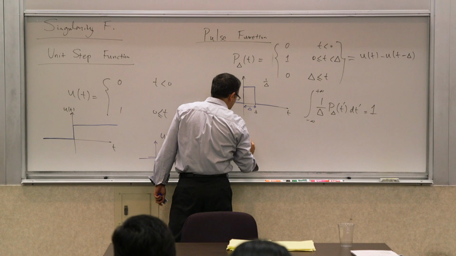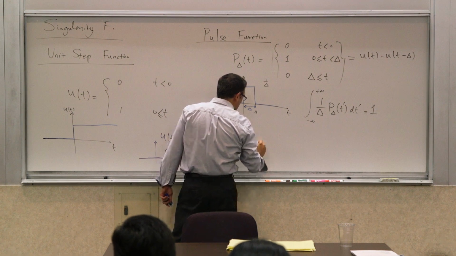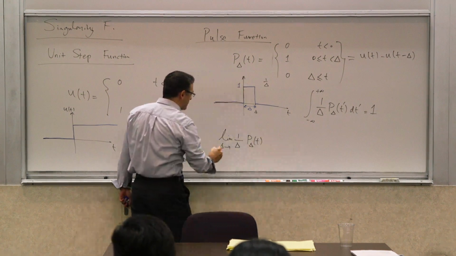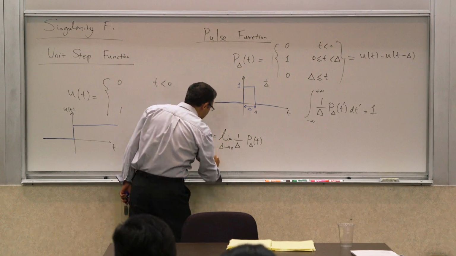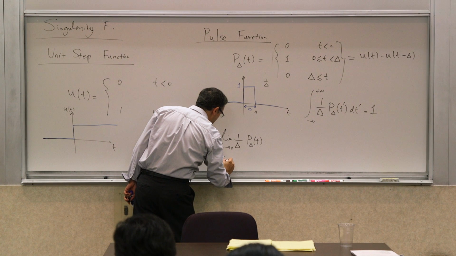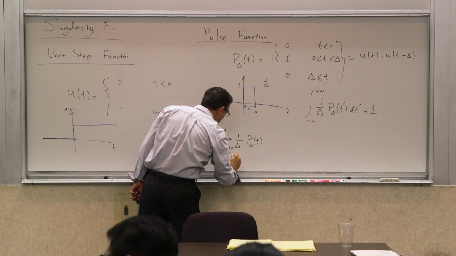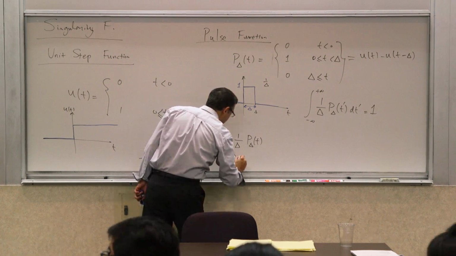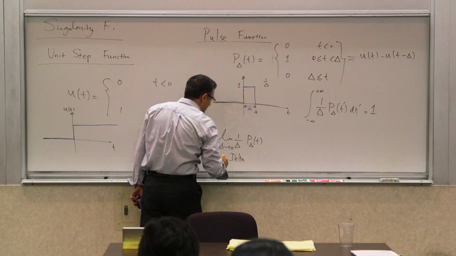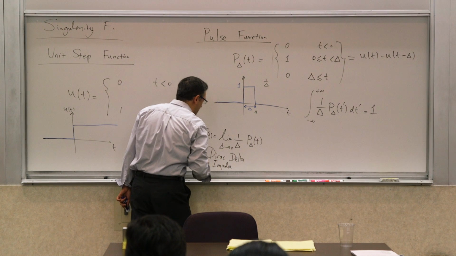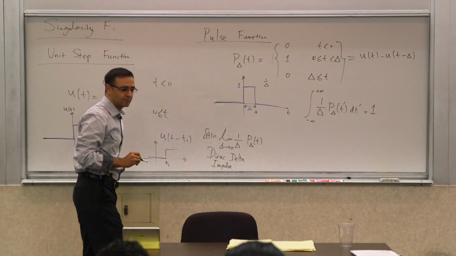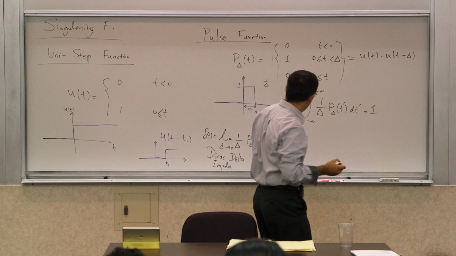So what happens is that the limit of this function, when delta goes to 0, is defined as the Dirac delta, which is another one of our singularity functions, which is very important. Dirac delta, or the impulse. Call this impulse. And we will see it's quite important in the way we define things.